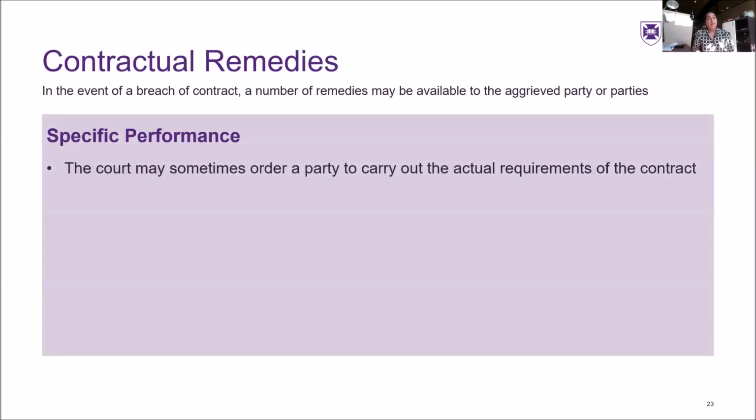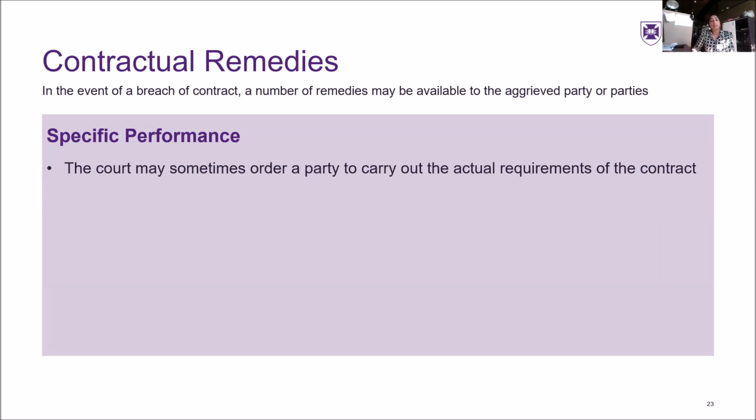So in the event of a breach, we have a number of remedies that might be available to the aggrieved party or parties. One of them is called specific performance. This is a remedy that is most likely to be used when monetary damages are inadequate to rectify the harm caused. This might be where the good that was meant to be transferred is so specific or unique that you can't replace it. And so the court forces through the contract. This might happen in the case of a sale of land.